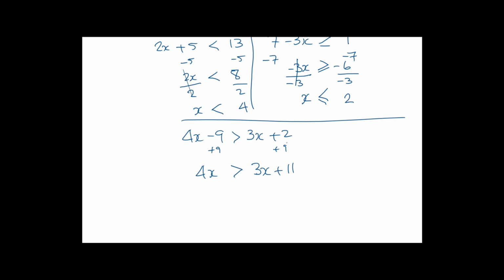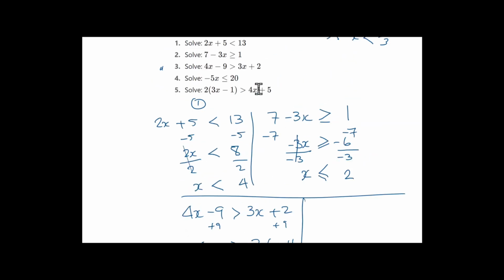And let's bring this 3x over. So I'm going to subtract 3x from both sides. Well, I'm subtracting the x. Do I need to do anything? No, we're fine because we're just subtracting. We're not multiplying or dividing. So 4x minus 3x is just 1x. So x must be greater than 11. And that one would be done.